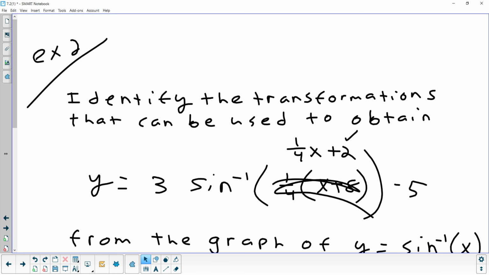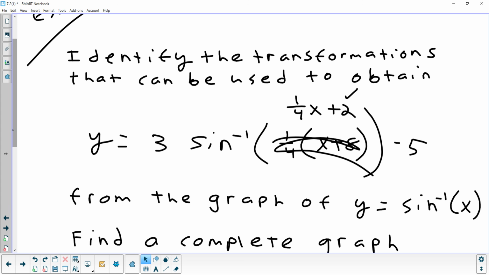Jake, what's the next number we focus on? That'll be the 1/4 x. Yep, 1/4 x. And Sarah, can you tell me what the 1/4 x is going to do? It's a horizontal stretch by 4. Yes, horizontal stretch by 4.